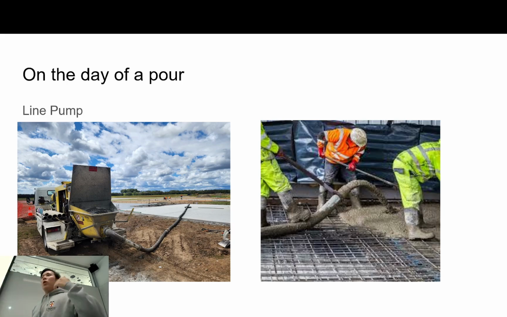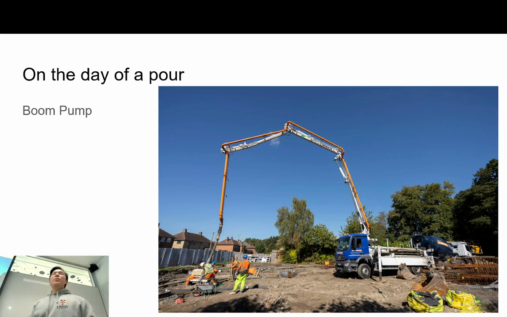Line pumps go along the surface of the road or the site. Boom pumps go overhead. Usually boom pumps are used where there is no line of sight access, or you might need to go up a few stories. So boom pumps will basically be used during that time.